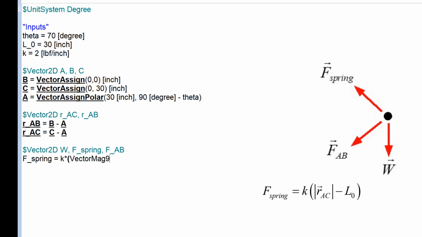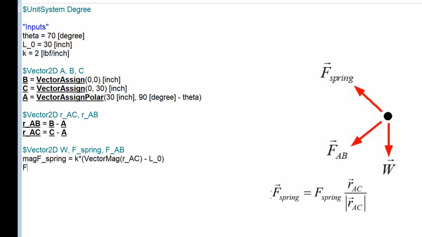And the magnitude of that spring force is going to be the spring constant K multiplied by the length of the position vector RAC minus the free length, right? That's how much I have elongated the spring. So I'm going to calculate here the magnitude, and then I also know the direction. So the spring force vector is the magnitude of the spring force, and then the direction defined by RAC, which is just the position vector RAC divided by its magnitude.